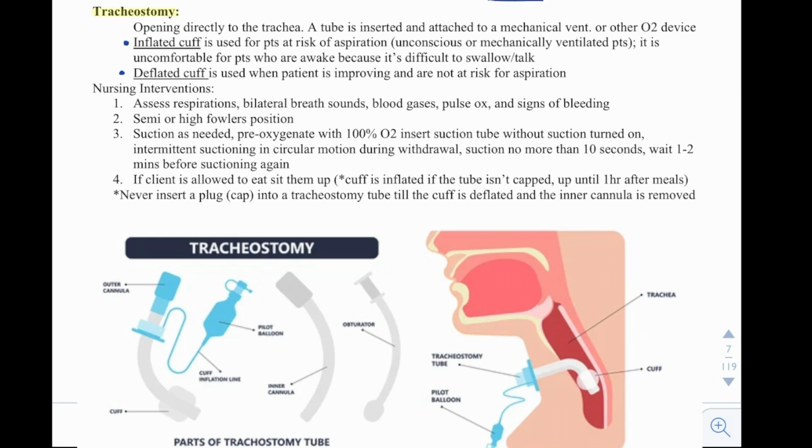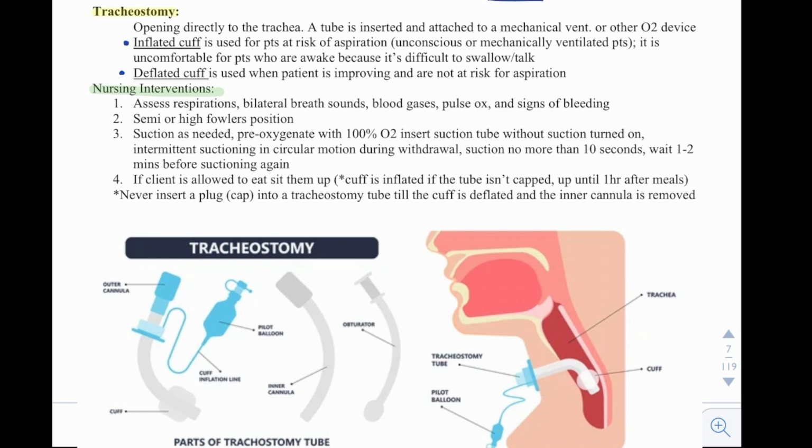So our nursing interventions include assessing respirations, bilateral breath sounds, blood gases, pulse ox, and signs of bleeding. We can put the patient in semi or high Fowler's position.